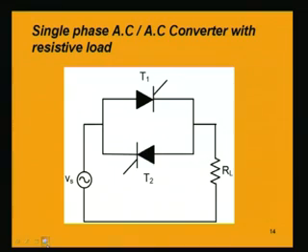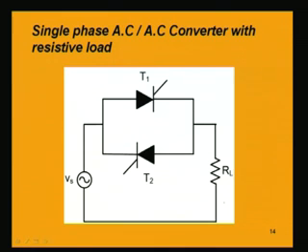How does it do so? To understand that, let us consider a circuit having two thyristors T1 and T2 back to back like this, as shown in the figure. We are of course considering a single phase AC to AC converter, which means we are getting an AC supply and we are supplying AC only to the load.